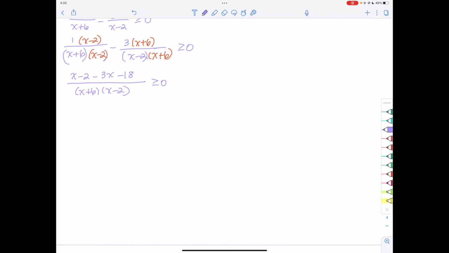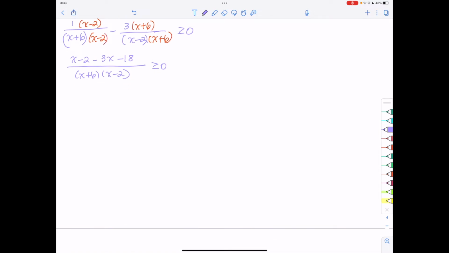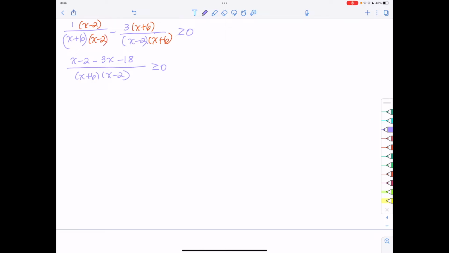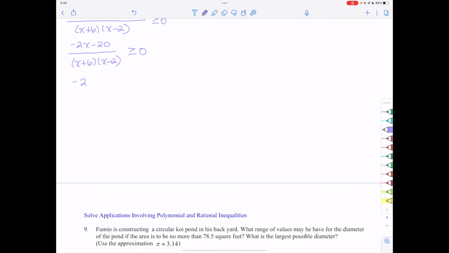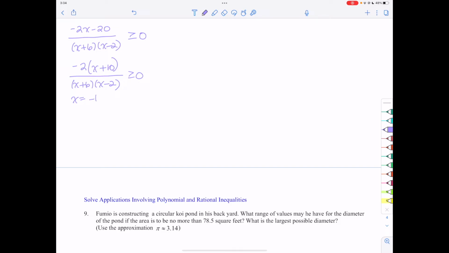So now we can factor, or we can combine like terms first. Let's do that. So we have negative 2x minus 20 divided by x plus 6, x minus 2. And let's go ahead and factor that numerator. We have a negative 2, and we have an x plus 10, all divided by x plus 6, x minus 2.